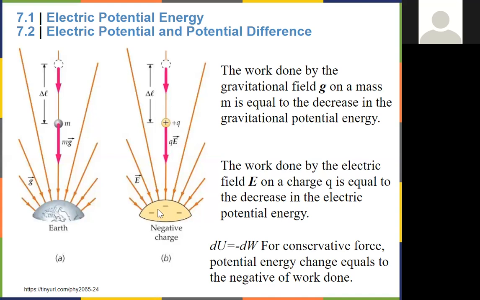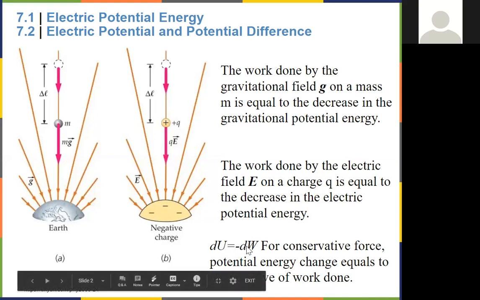So in this case, the analog is this. If you have a negative charge over here, then a positive charge will be moving towards the negative charge, just like for the gravitational field, if you have Earth over here, the object will be pulled by the gravitational field. The electric force is also a conservative force. So the change in potential energy is equal to the negative of the work done by the conservative force. That is, delta U equals minus delta W for a conservative force, or in differential form, dU equals minus dW.